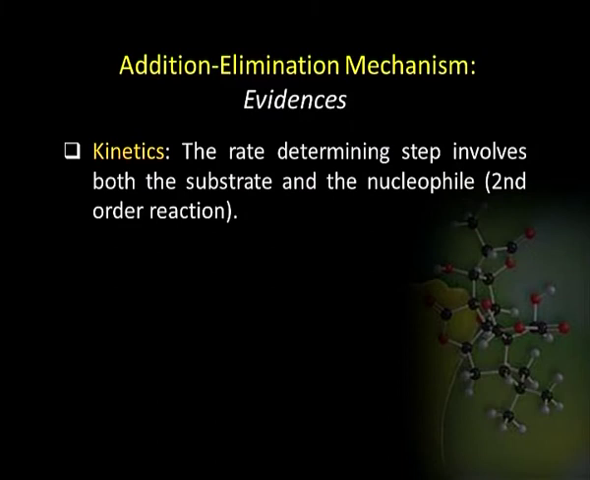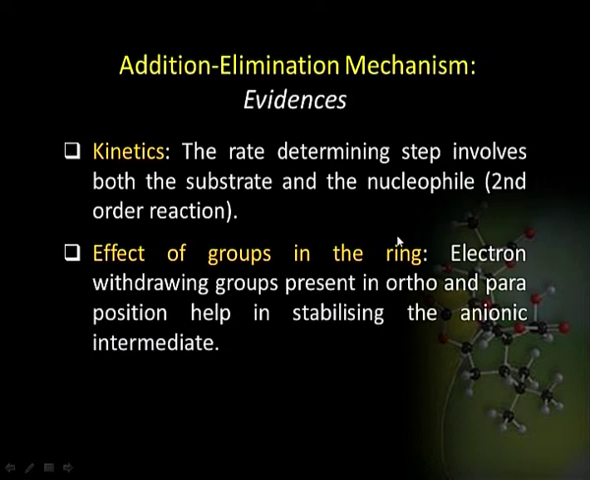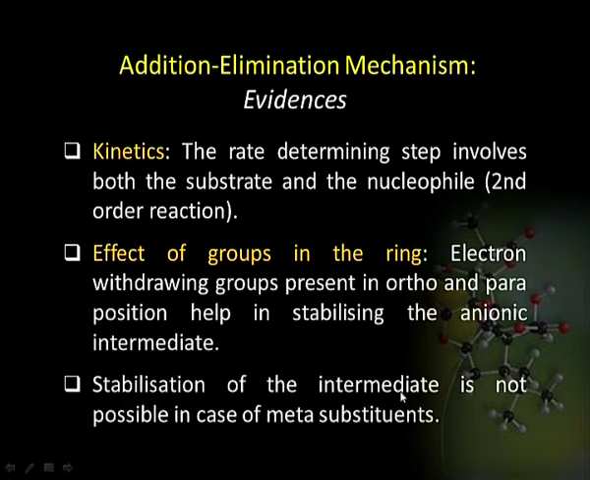There are a number of evidences for the addition elimination mechanism. First of all, the kinetics. The rate determining step involves both the substrate and the nucleophile, and hence it is a second order reaction. And the effect of groups in the ring, which has been observed, substantiates this mechanism. It has been observed that electron withdrawing groups present in ortho and para position help in stabilizing the anionic intermediate. Stabilization of the intermediate is not possible in case of meta substituents.